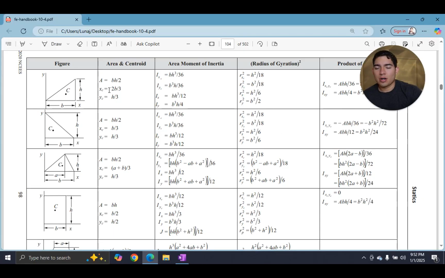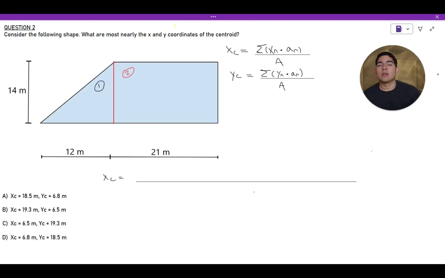So here we are on page 98 of the FE reference manual. As you can see, when we have a triangle that is facing this way, the x coordinate for that centroid is going to be 2/3 times the base from this end of the triangle, and then the y coordinate for the centroid is going to be the height divided by 3. So we're going to have to apply both of those to our triangle in this case.